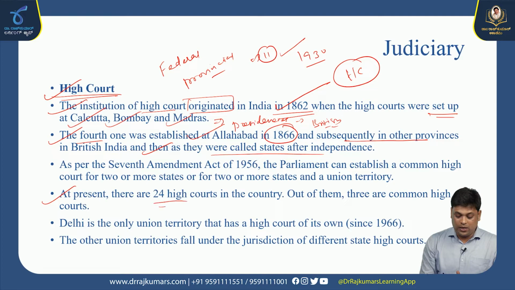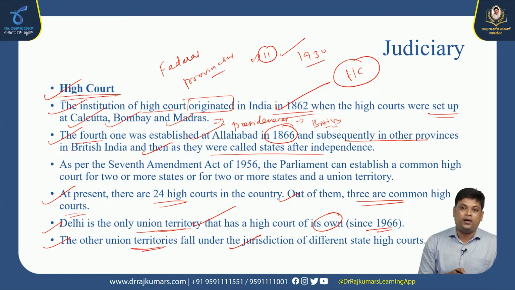At present there are 24 High Courts in the country. Out of them, 3 are common High Courts. Delhi is the only union territory that has a High Court of its own since 1966. The other union territories fall under the jurisdiction of different state High Courts. For example, the Andaman and Nicobar Islands union territory comes under the control of the Chennai High Court.